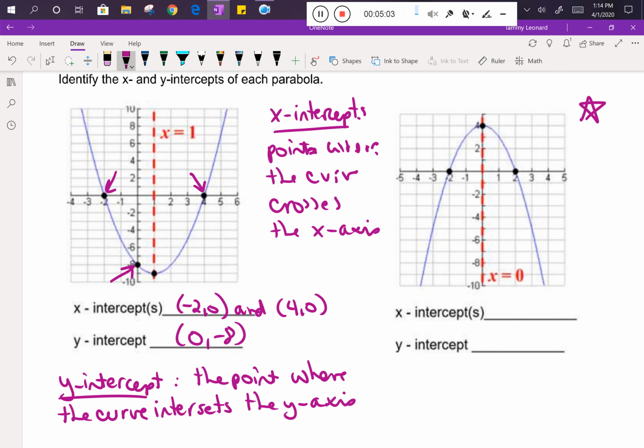Your other homework problem is this second one, just like the one that we did together. Please identify the x-intercepts and y-intercepts. And then when you're done, take a picture of your work and submit it in the Google Classroom.